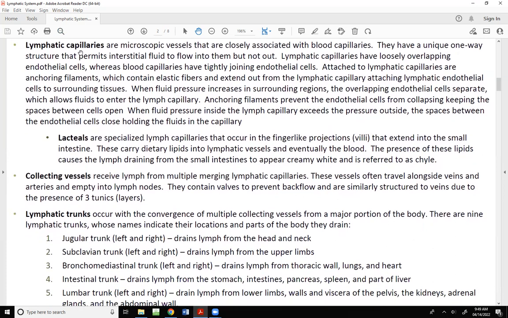We'll start with the smallest of our lymphatic vessels, lymphatic capillaries, which are very closely associated with blood capillaries. They are also microscopic, just like blood capillaries. Unlike blood capillaries, they are more porous and have a unique one-way structure permitting interstitial fluid to flow into them, but not out. They are built with loosely overlapping endothelial cells, whereas blood capillaries have tightly joining endothelial cells.